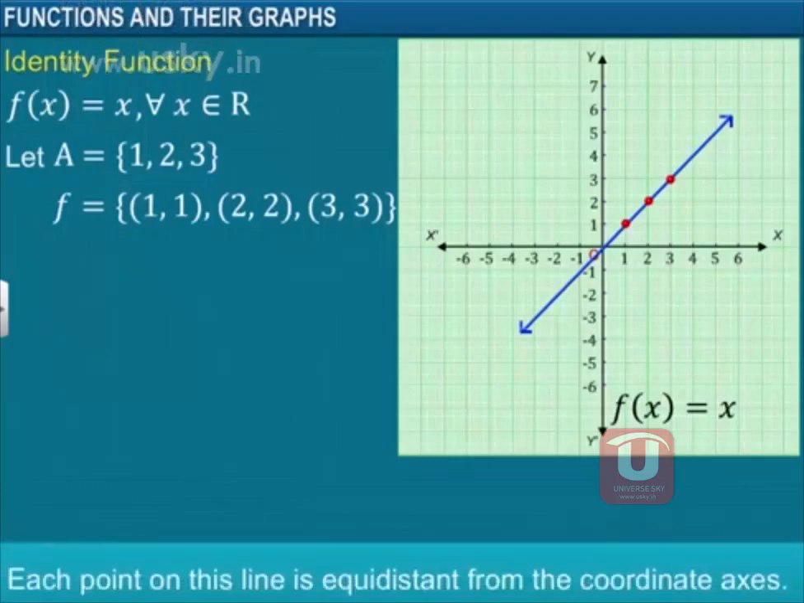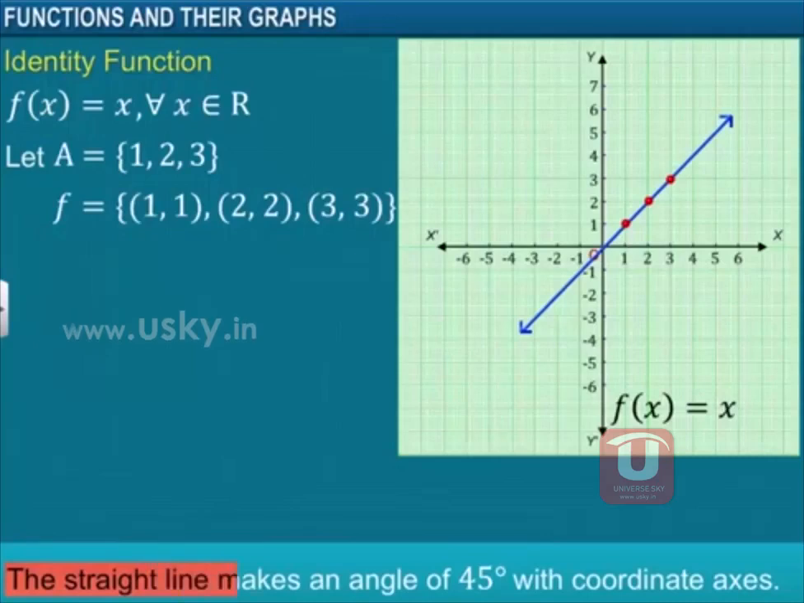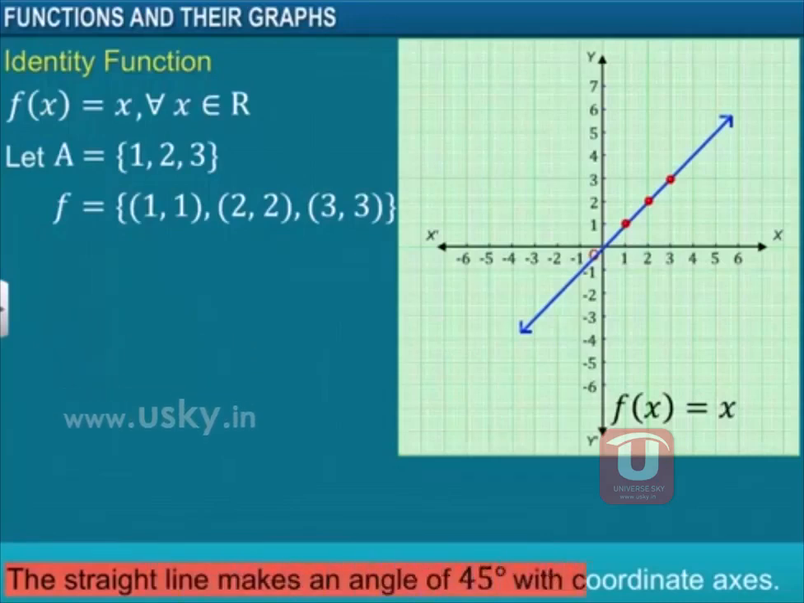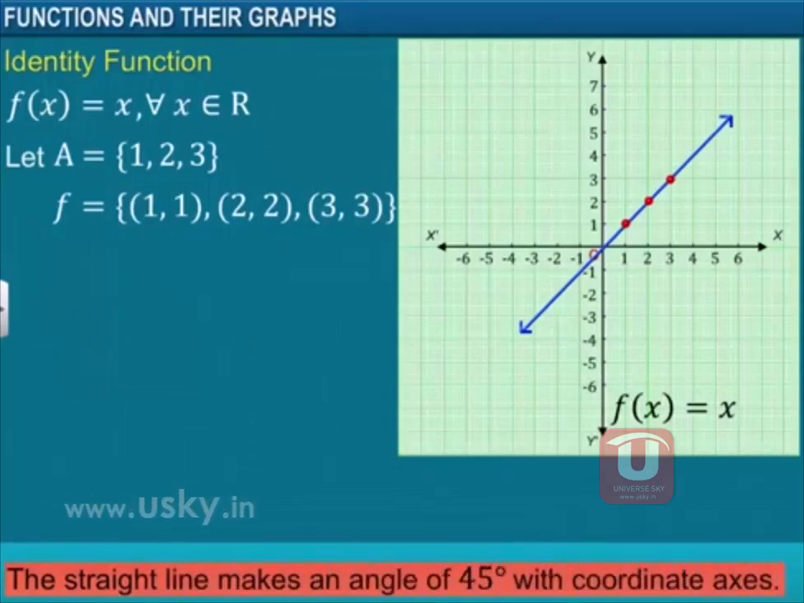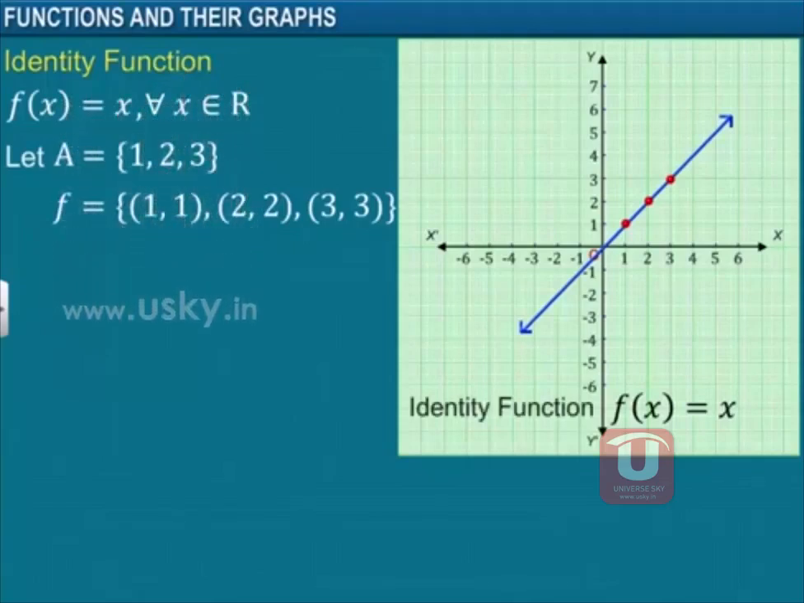Each point on this line is at equal distance from the coordinate axis. This straight line makes an angle of 45 degrees with coordinate axis. Thus, the graph of a real function f from R to R, defined by f of x is equal to x for all x belonging to R, is as shown.